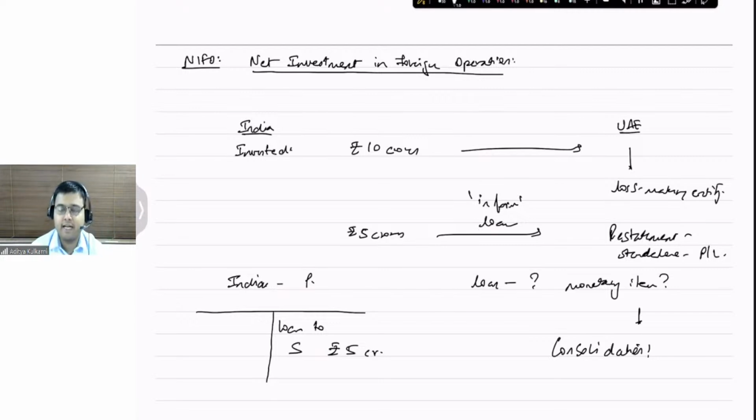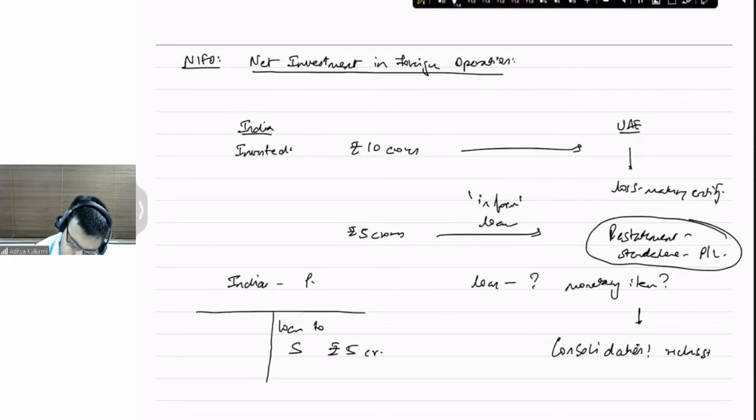In the consolidated financials, whatever restatement gain or loss is there, I will reclassify it to FCTR, the foreign currency translation reserve. Kahan pe hoga ye? This will be in the consolidated financials.